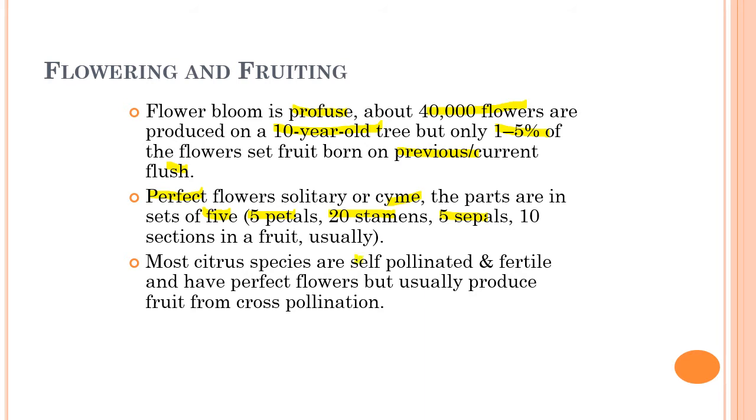Citrus is usually self-pollinated. However, it is pollinated by insects like bees, for example, especially bees. They are large pollinators of citrus. So they do produce sometimes, not always. It happens that they are pollinated by insects, even though they are perfect flowers, but they usually produce fruit from cross-pollination by insects like bees.